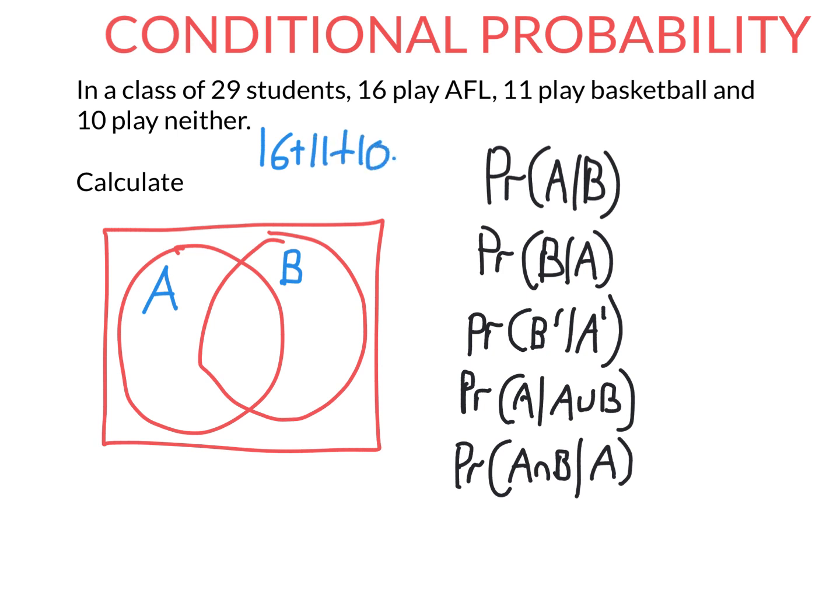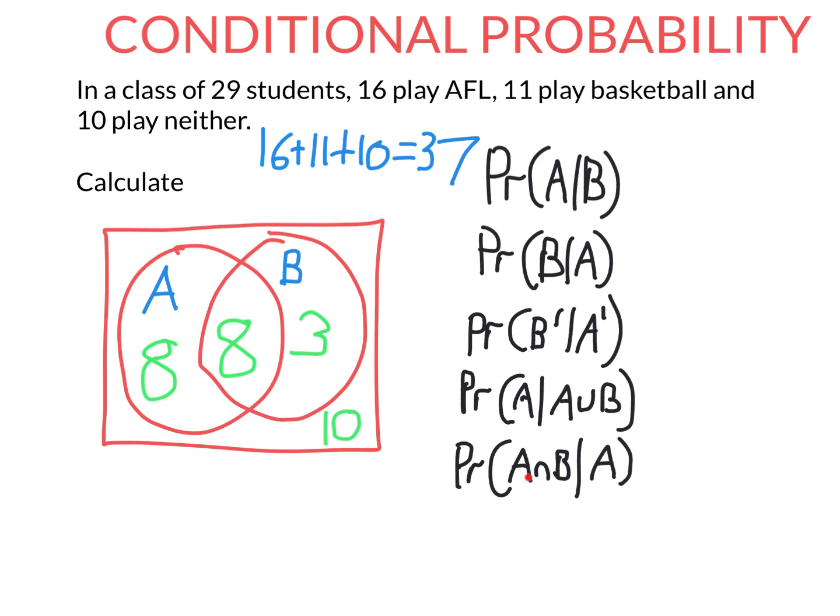Now, however many you've overcounted is how many go in the middle of your Venn diagram. It's how many are in both. The only way that these numbers are possible is if we counted 8 people in the AFL category and then again in the basketball category. So the question said we need 16 in this AFL circle. We already have 8, so we need 8 more. Similarly, we want 11 in the basketball circle. We already have 8, so we need 3 more. And the 10 who play neither go outside. So displaying that information in a Venn diagram is very useful when it comes to calculating probabilities.